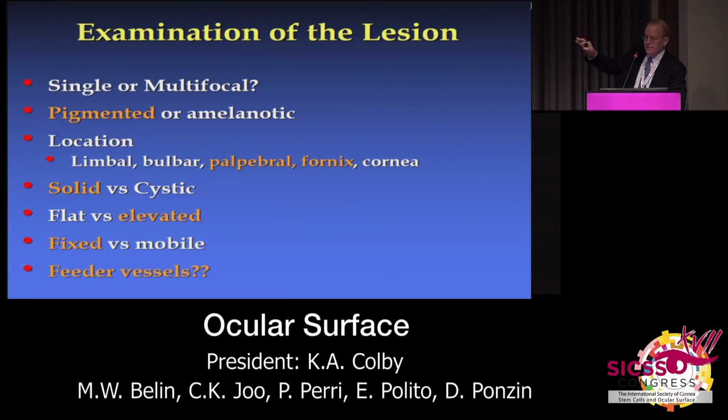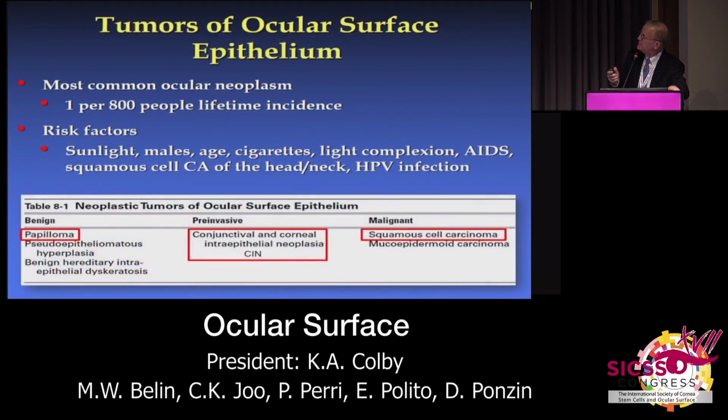And the areas that I've highlighted are the ones with worse prognosis: pigmented versus amelanotic. Where's the location? Limbal, bulbar, palpebral, fornix, cornea. Is it solid or cystic, flat versus elevated, fixed versus mobile, and are there feeder vessels? So all these things you should pay attention to if you see a lesion.